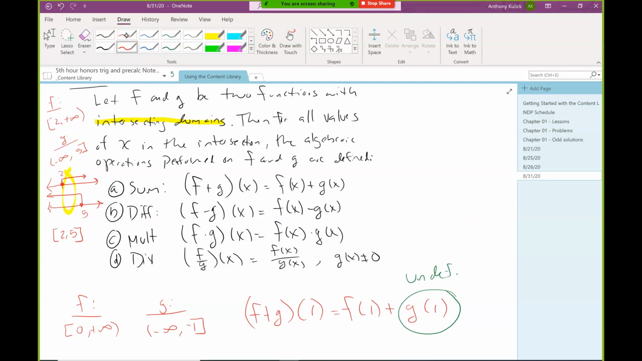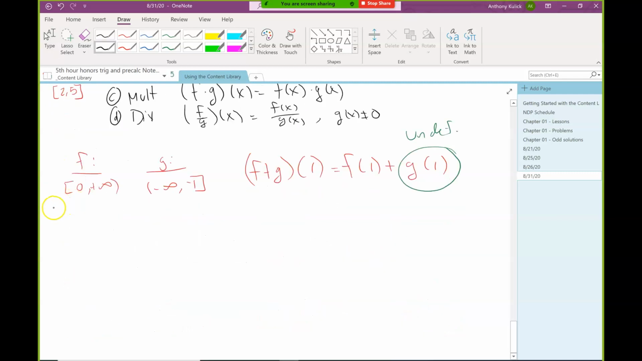Is everybody okay with the idea here that all we're saying is basically to add, subtract, multiply, or divide functions, you are just combining like terms like we've done before through most of our algebra and pre-algebra courses? We'll do a concrete example here in a moment. That's what those rules up there are saying.